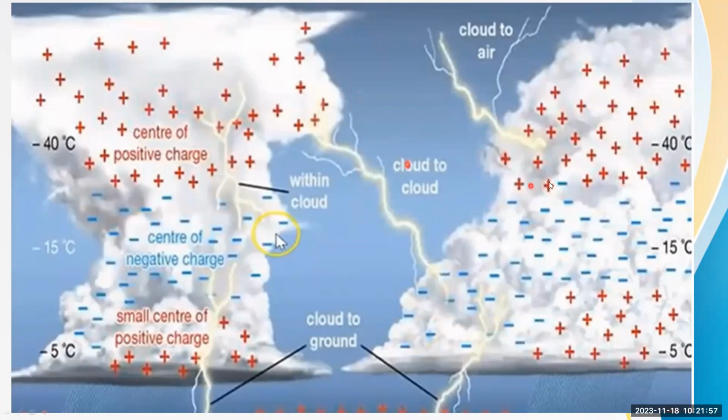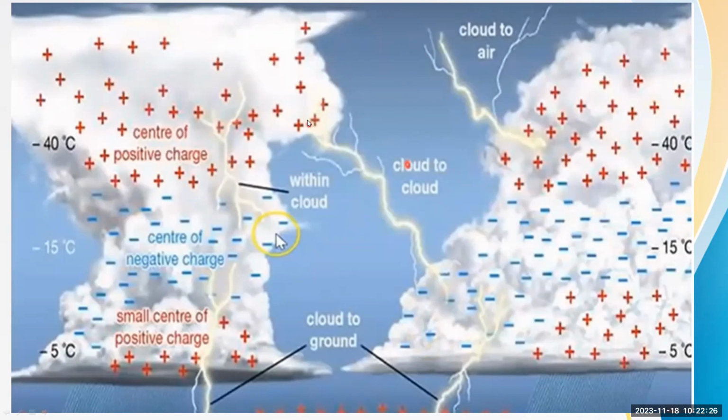So like this. This is charge inside the cloud, and this is also charge inside the cloud. When two clouds come near each other, a peak discharge takes place between the two clouds, cloud to cloud. This is one cloud, and this is another cloud. There is a peak discharge between these two. There is a spark, a lightning. It takes place between these two clouds. This is called cloud to cloud.